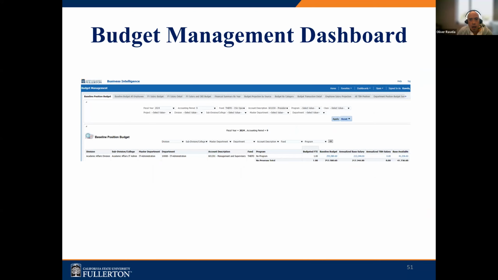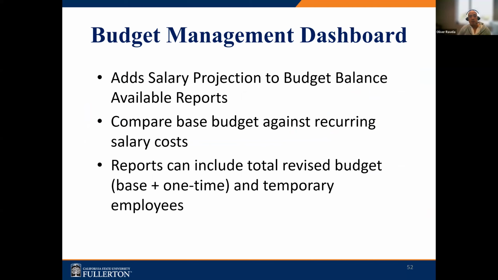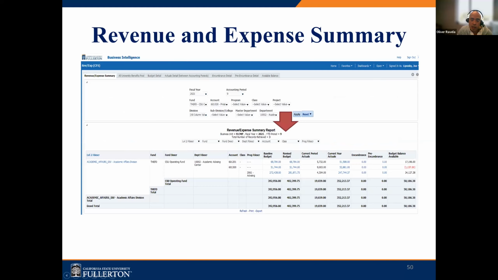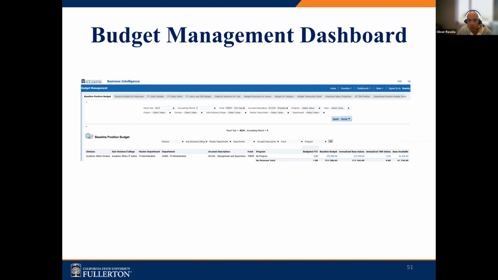This is just to talk a little bit about the budget management dashboard. It's very similar to the revenue expense summary, except that it adds the additional wrinkle of salary projections to budget balance available. In this display, you can think of a fourth item, projected salary through the end of the year, reducing that balance available to give managers a better ability to predict how they're going to end a year, whether it's going to be a surplus or deficit, because again, the majority of our costs, between 70–80%, is related to positions.